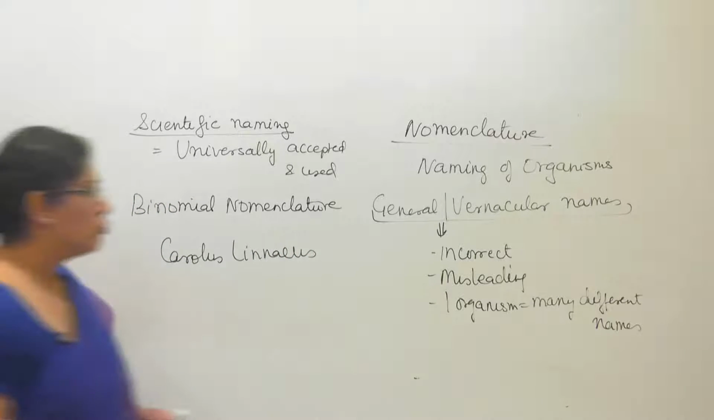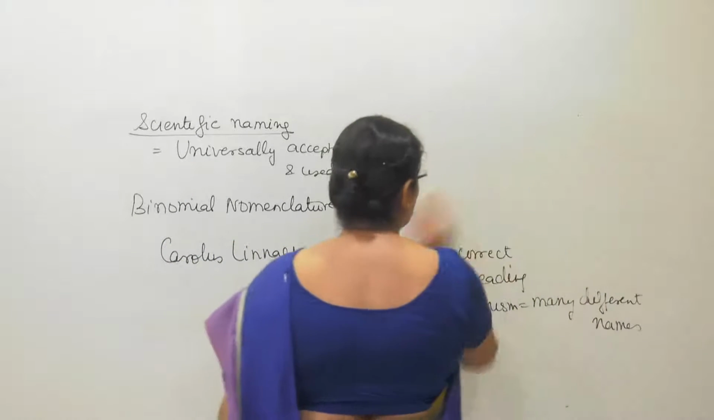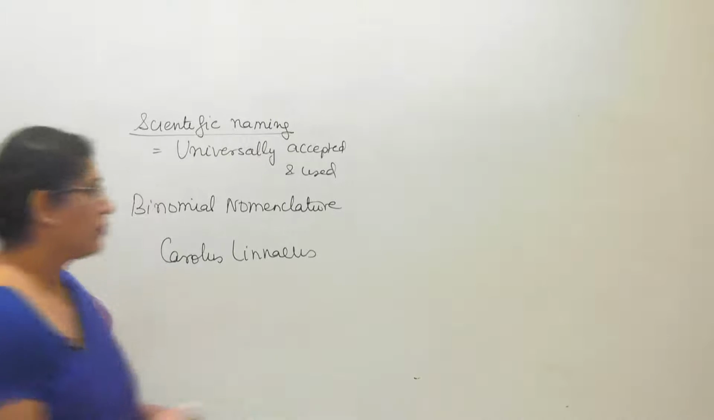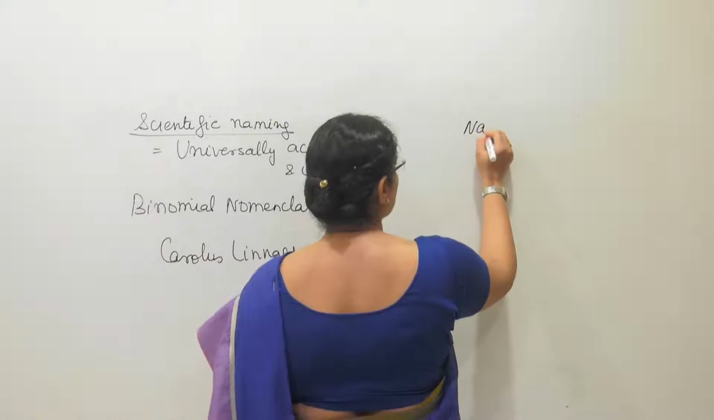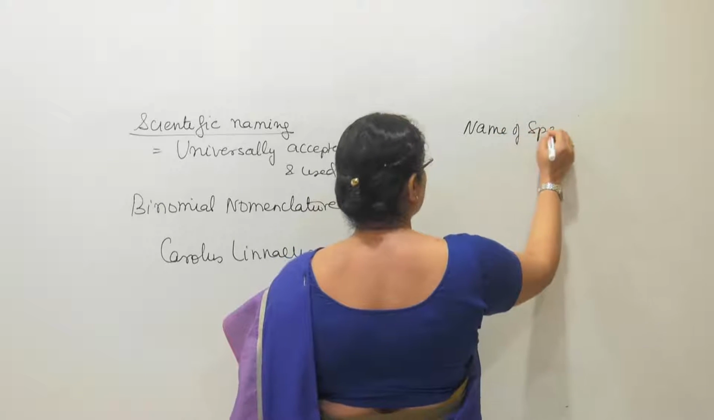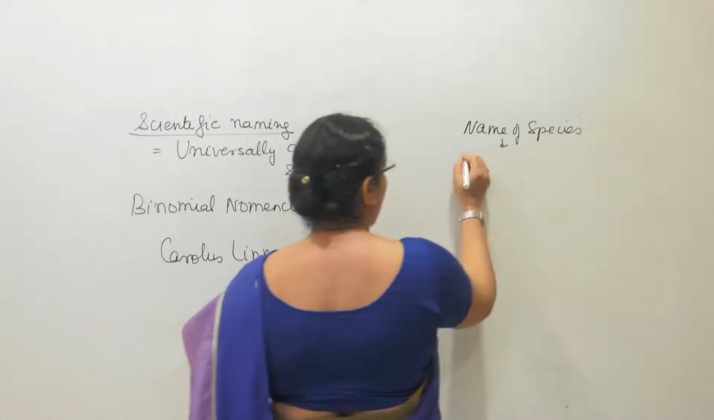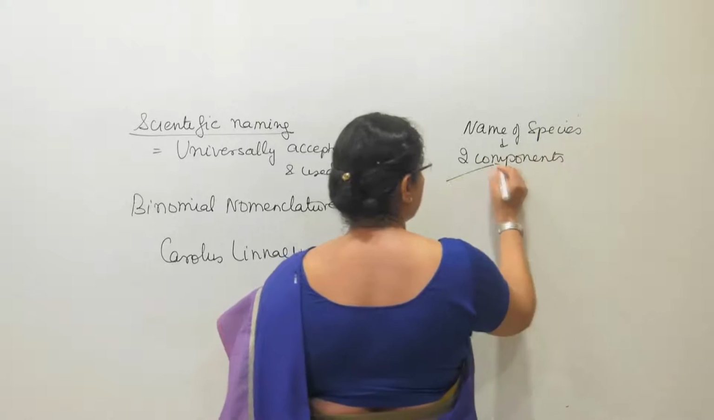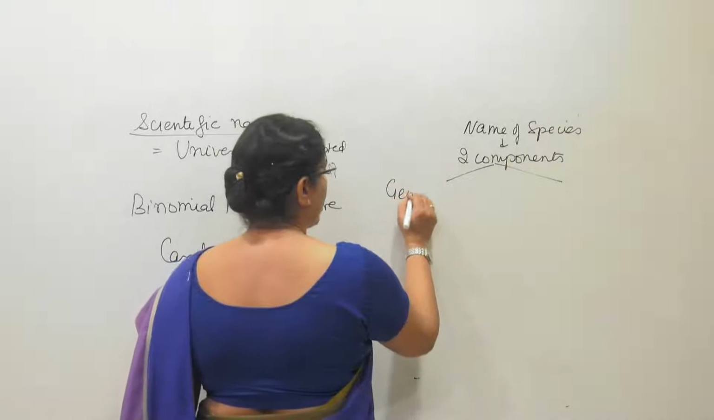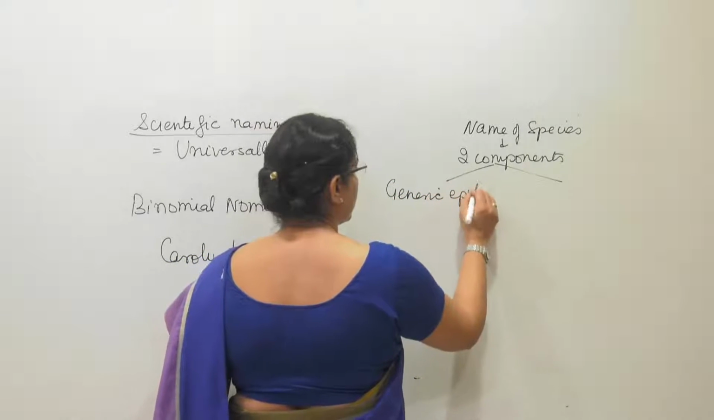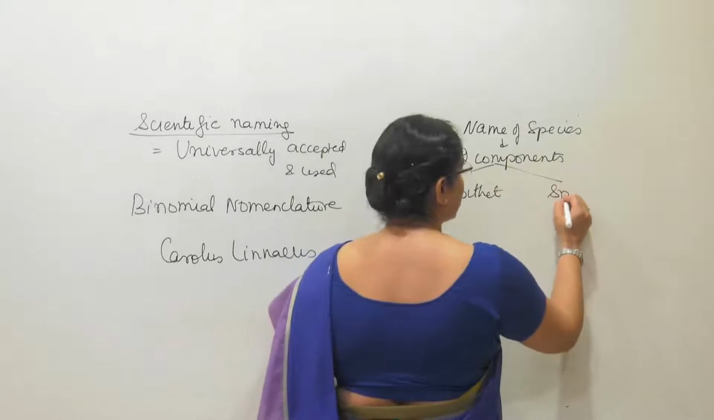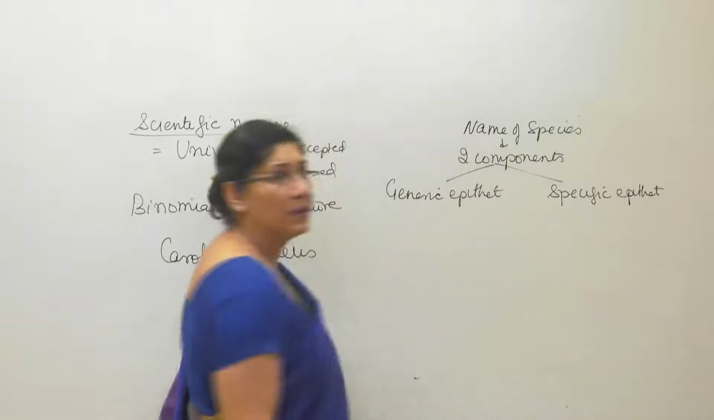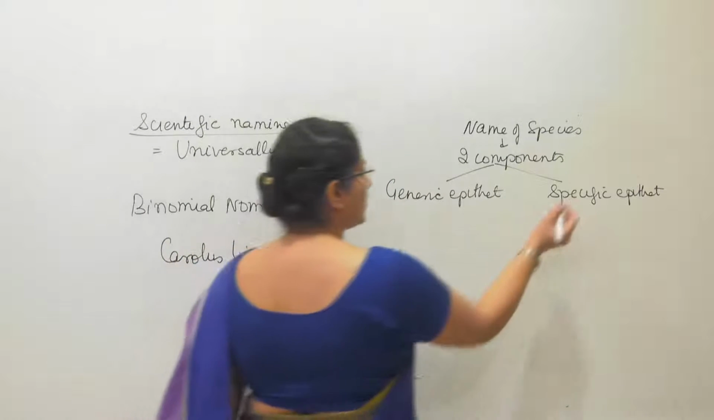What does binomial mean? Binomial means two. This means that the name of species will have two components, a generic epithet and a specific epithet. This is something I would like to discuss, that there is a difference between specific epithet and species.